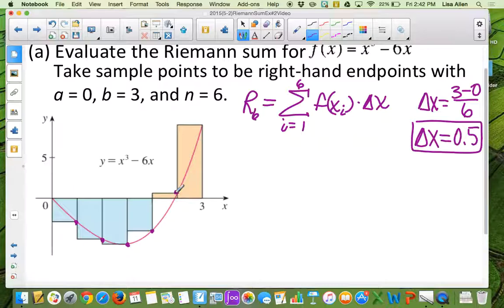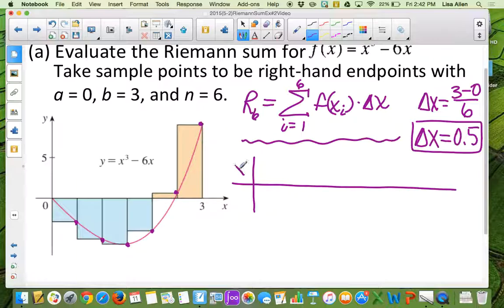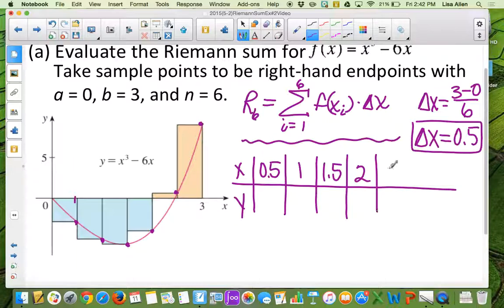And we have a function, and I'll put a table of values so that you see this. If I look at the x values and then the y values, I'll start with 0.5, that will be right here. Then 0.5, 1, 1.5, 2, 2.5, and 3. I'll fill in the function values in the table.